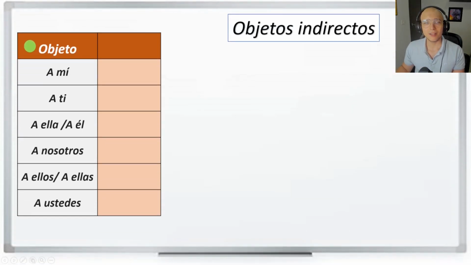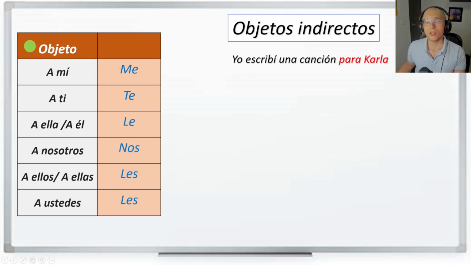Now, let's take a look at the next one. And we'll have, yo escribí una canción para Carla. So I wrote a song for Carla. So a song is the direct object because it's what was written. And Carla is the indirect object because it was written for her.